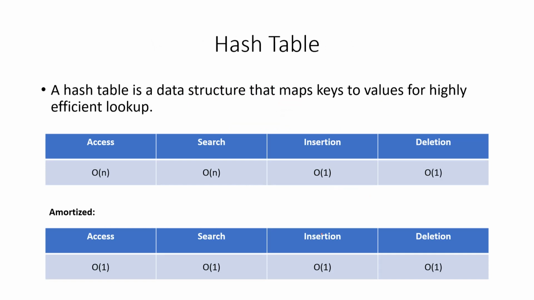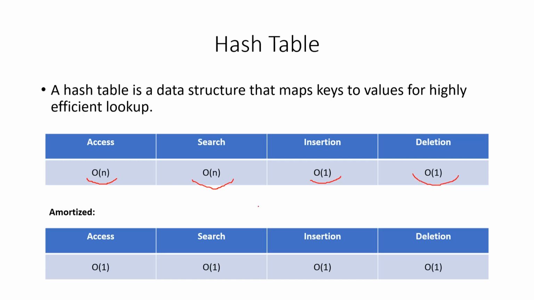And the next data structure, which is very powerful in terms of lookups, in terms of finding an element, is a hash table. A hash table is a data structure that maps keys to values for highly efficient lookup. So here is the time complexity. The access takes linear time complexity, search also takes linear time complexity, insertion takes constant, deletion takes constant time complexity.